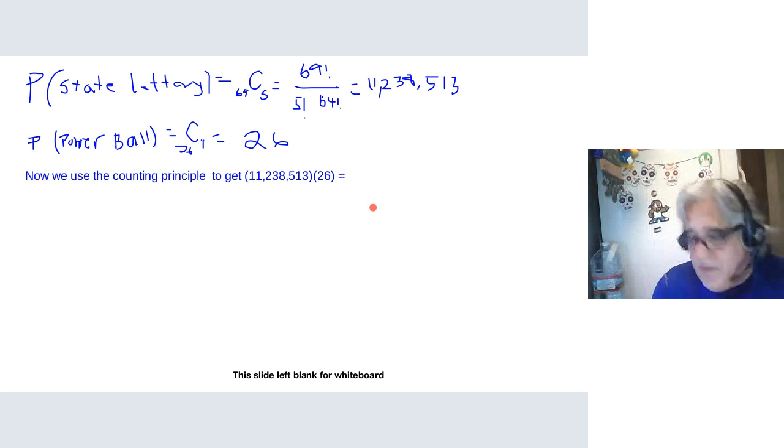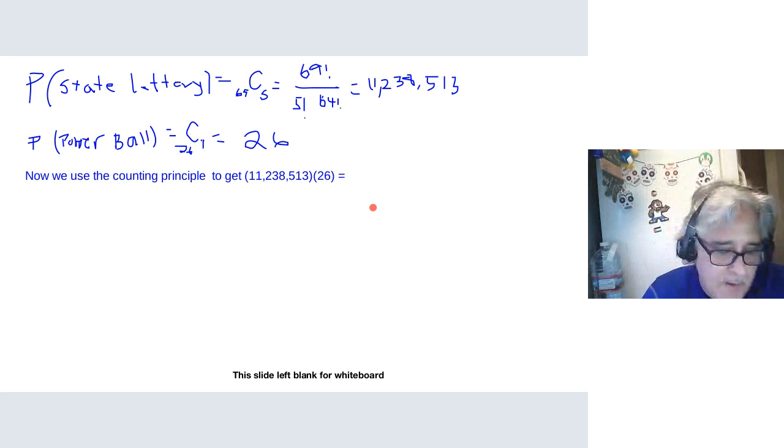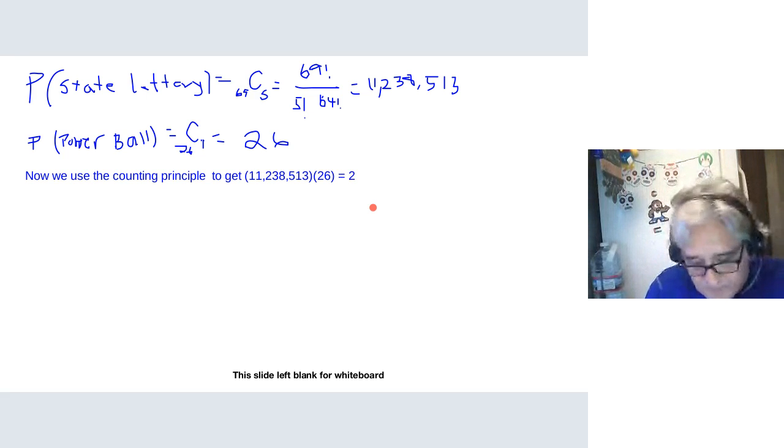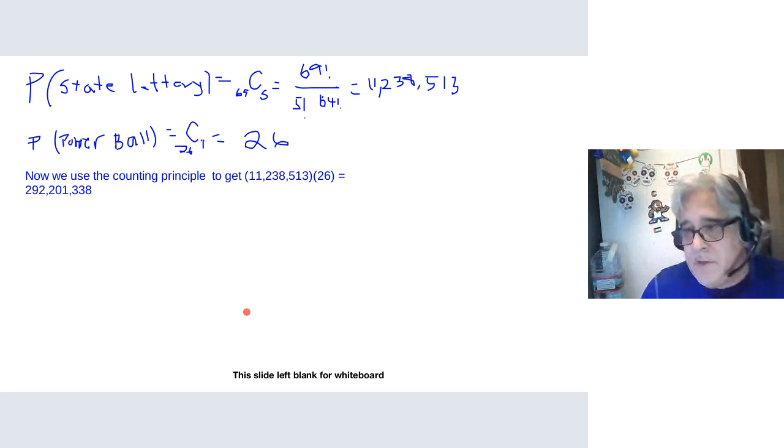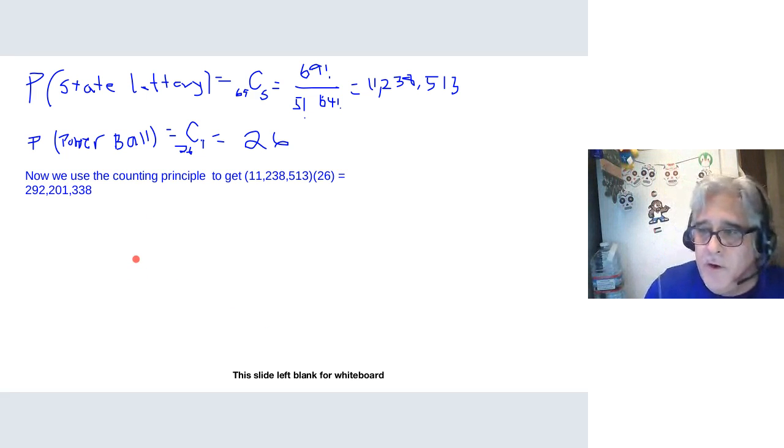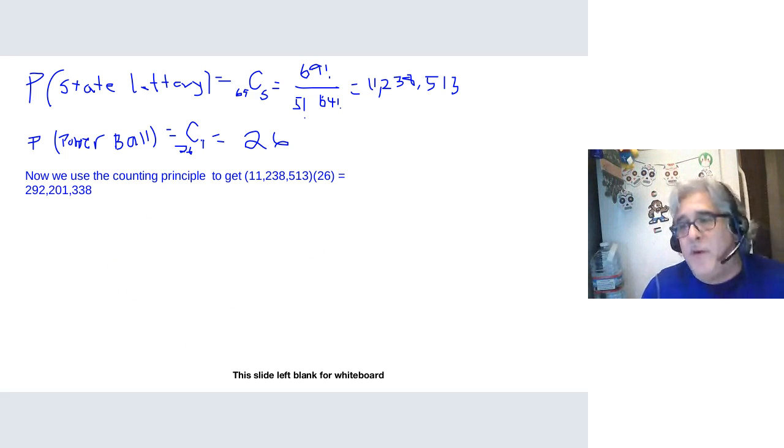And if you do that, I'm going to do it off to the side here and then write it on there. So 11,238,513 times 26 is 292,201,338. And then I'm going to put the commas in here. So there's 292,201,338 ways to win the Powerball.